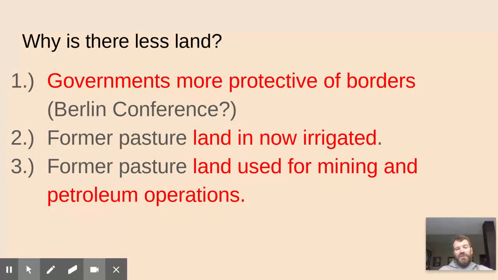Also, pasture land is used for mining and petroleum operations because the government or other groups figure out that it's way more valuable to take out the minerals and take out the petroleum. They can make way more money. So therefore, that's less land for the animals to be on.